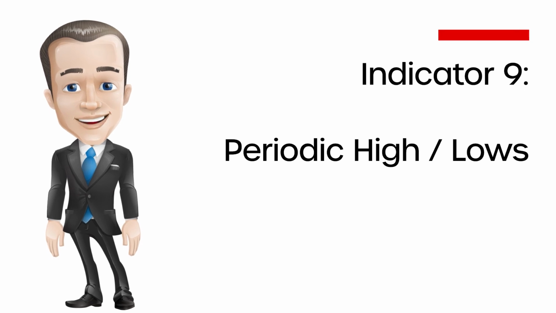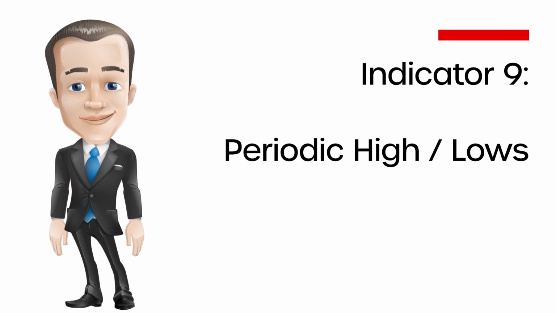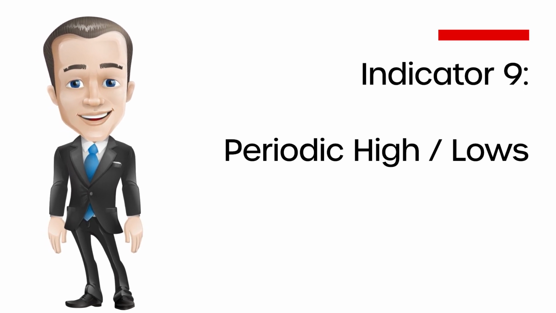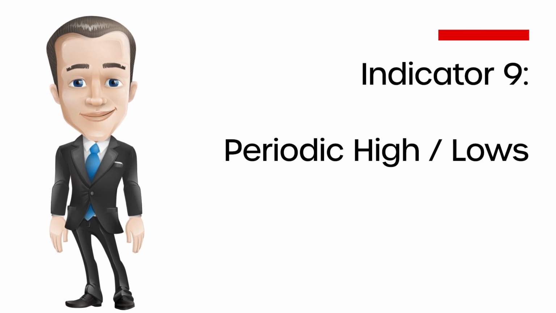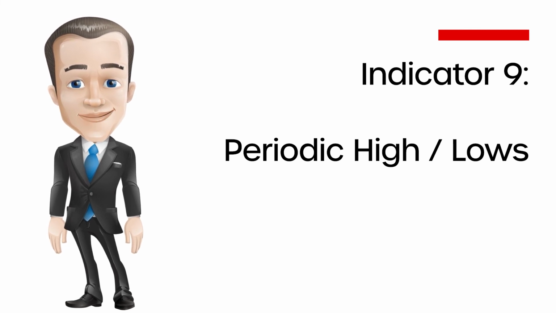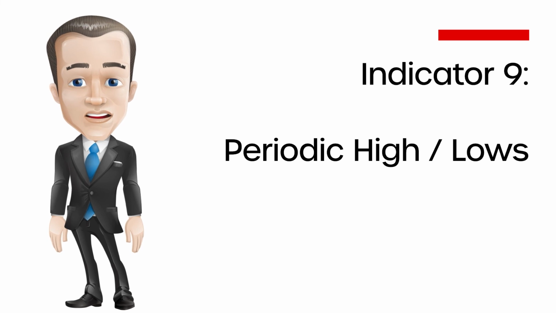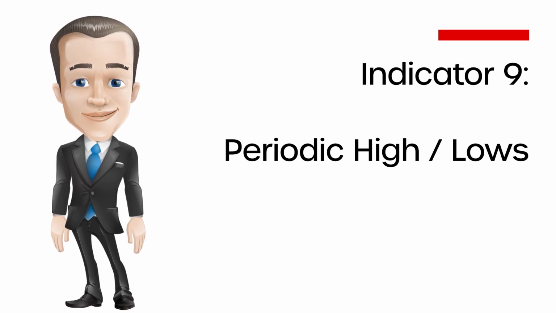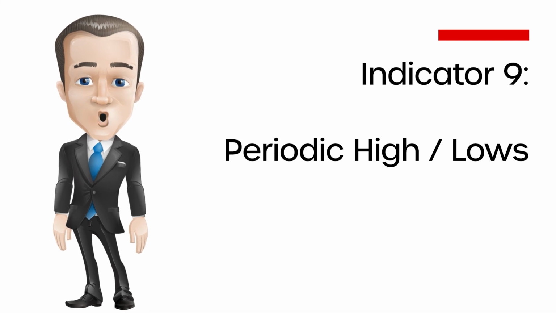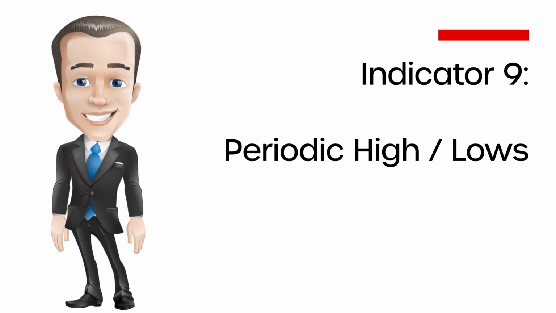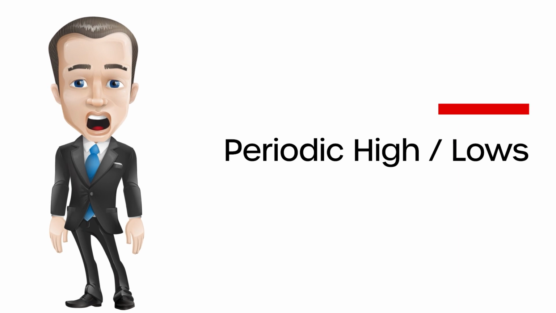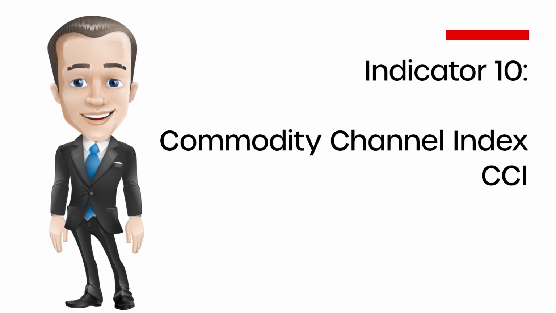Indicator 9, periodic highs and lows. The high and low levels in a specific period are periodic highs and lows. Users can see the number of stocks trading around their periodic high or low over various periods. When securities trade at a price within 20% of its high-low range, it's eligible to be included in the period high-low analysis. Indicator 10, Commodity Channel Index.